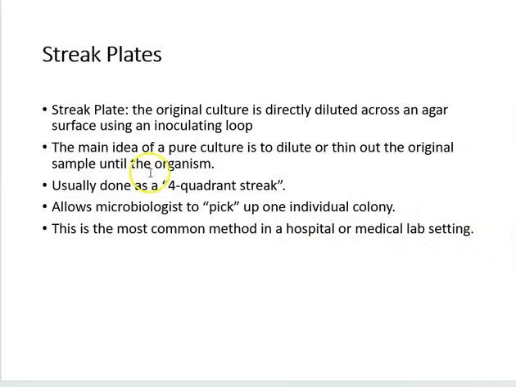Basically the whole idea now is to streak it out, thin it out, so that from the original colony, we pick up one individual colony. So if I've got a swab, I'm going to swab that plate all over, but I'm going to do it in a special manner called a 4-quadrant streak so that we hopefully pick up just one colony. This is the most common.